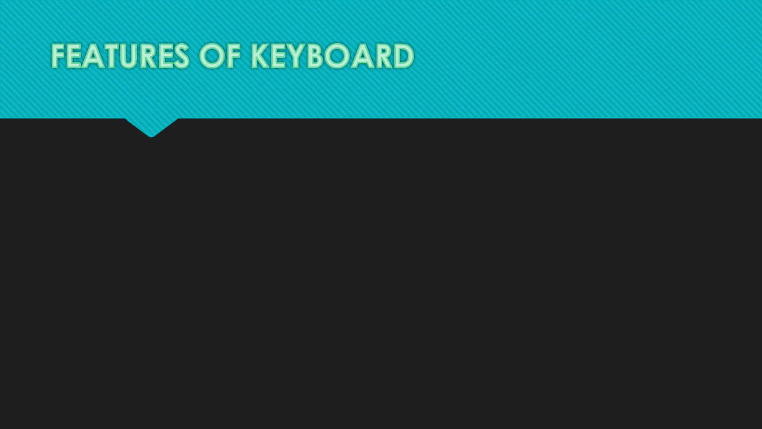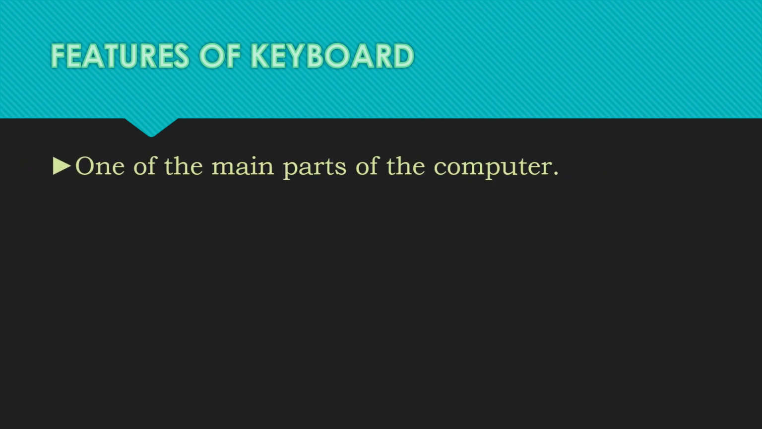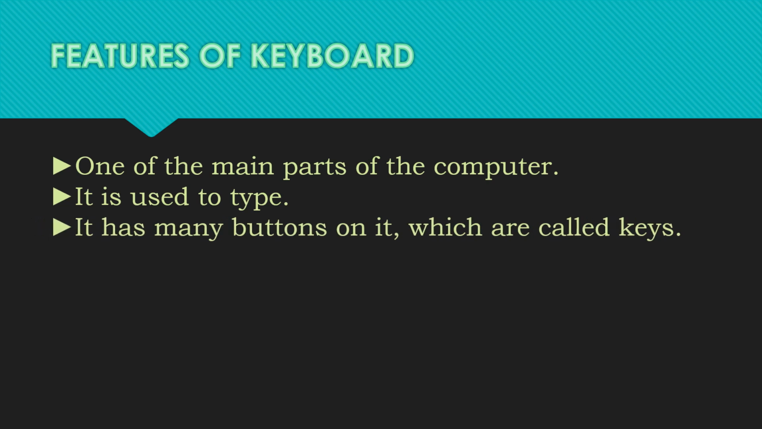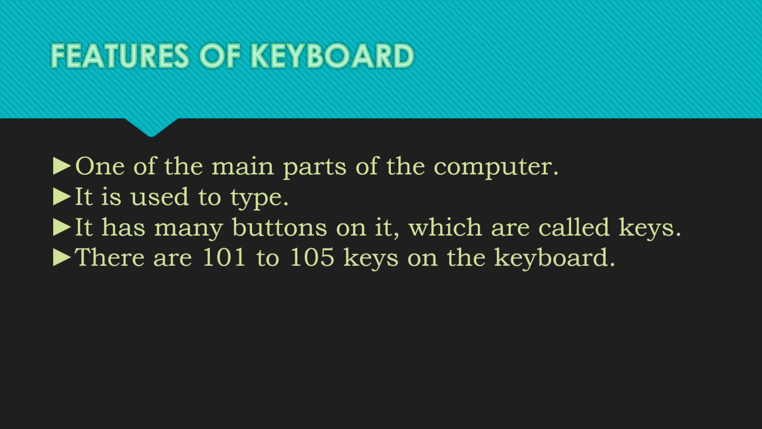Now, features of the keyboard. The keyboard is one of the main parts of the computer, which is used to type on it. It has many buttons which are called keys. There are 101 to 105 keys on the keyboard. Various keyboards have various numbers of keys on them.